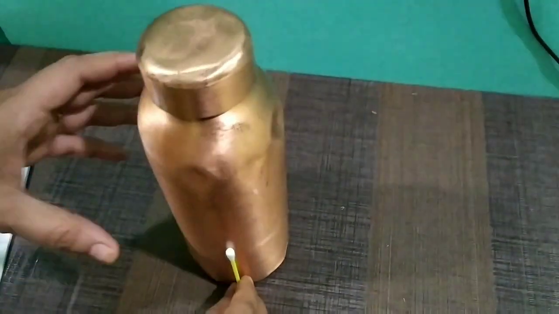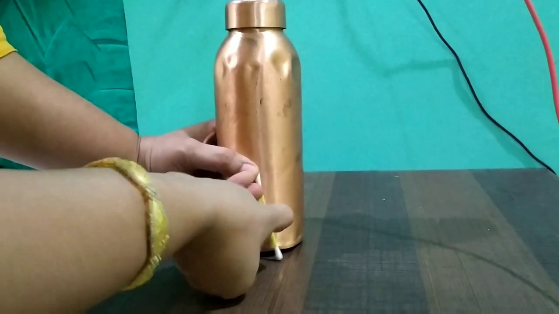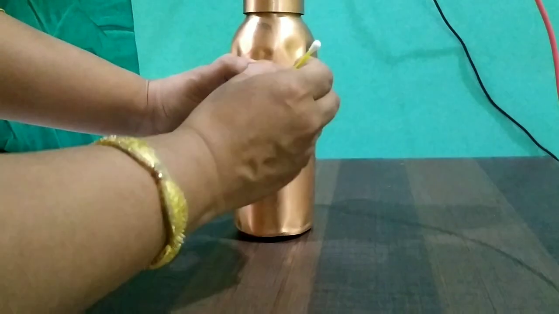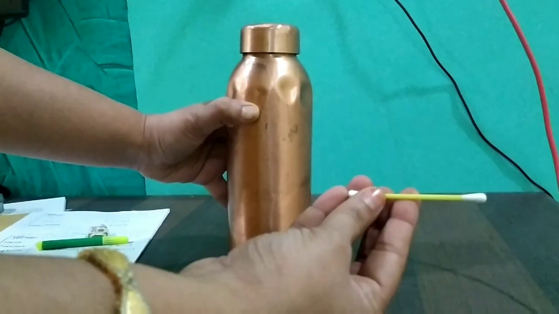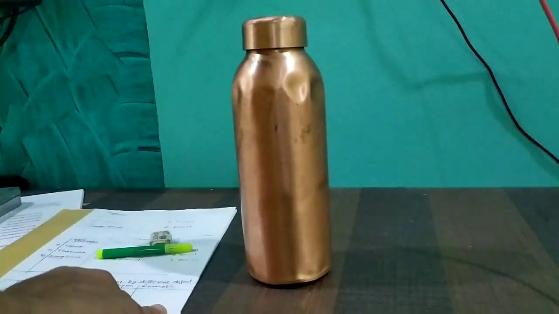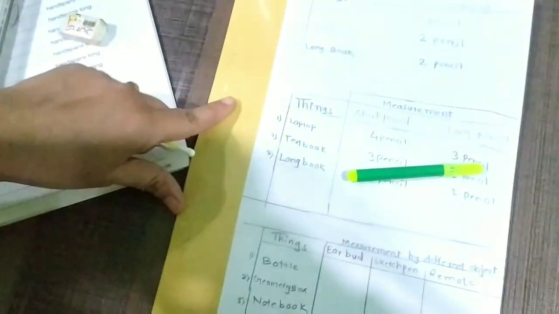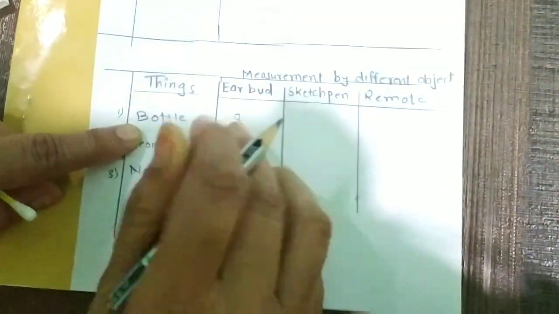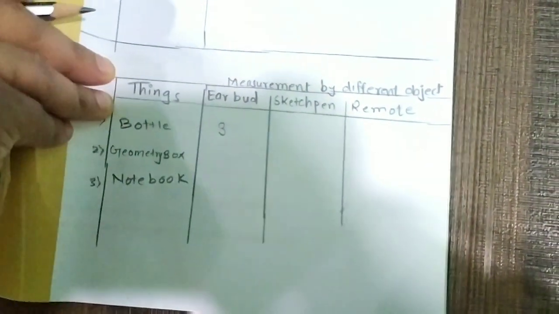First we will do the measurement with the help of this earbud. You can see children. 1, 2, 3. Means the length of the bottle is 3 earbuds. Now we have to record our measurement here. Bottle, 3 earbuds.